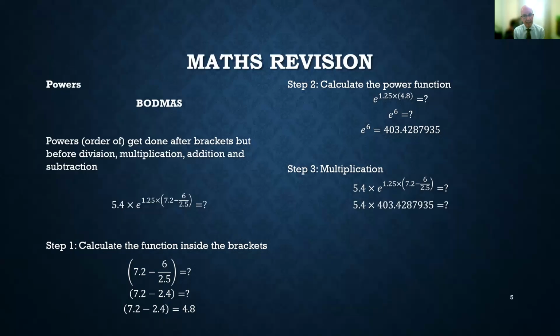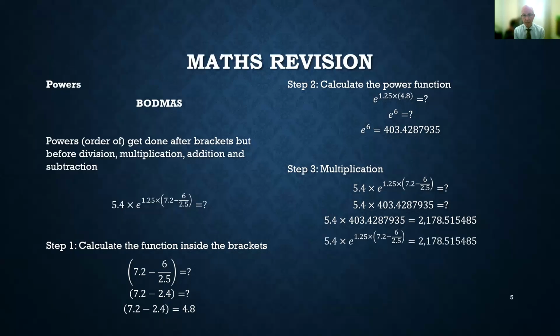Well, of course, we've calculated all the E function. So that's 403.4287935. And we just multiply that by 5.4. And that gives us 2,178.515485.